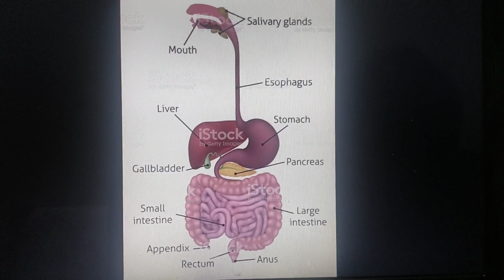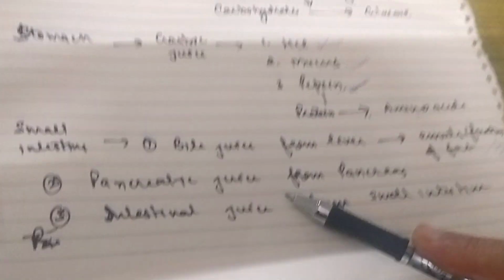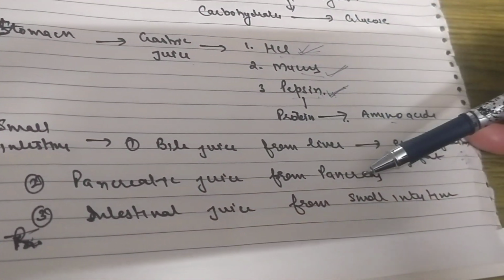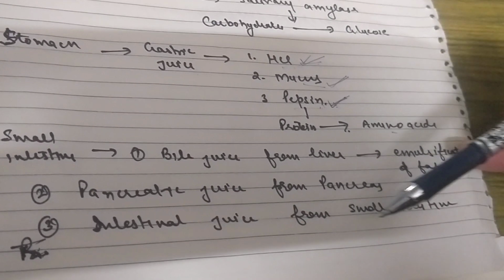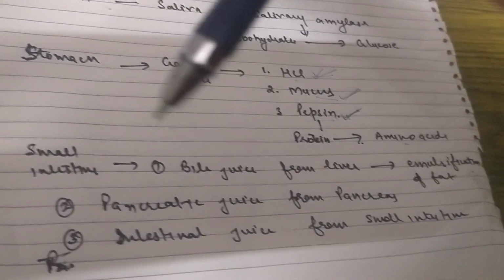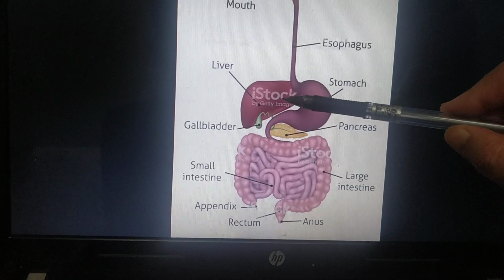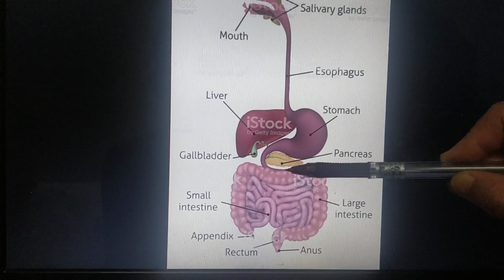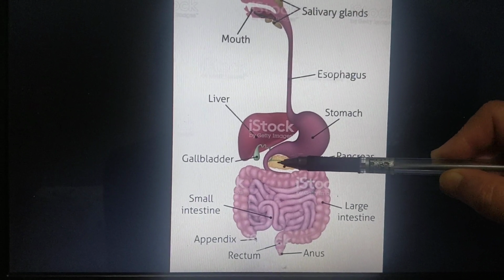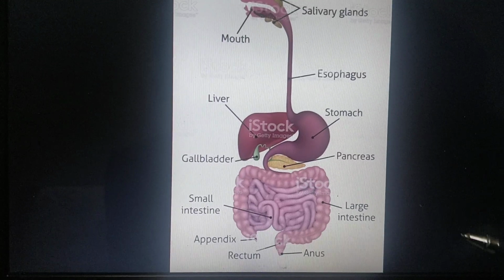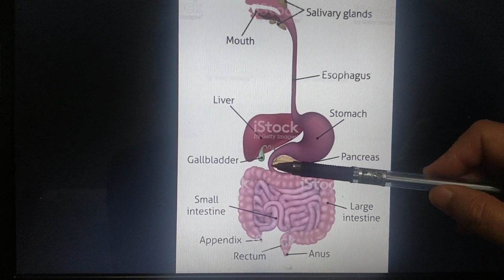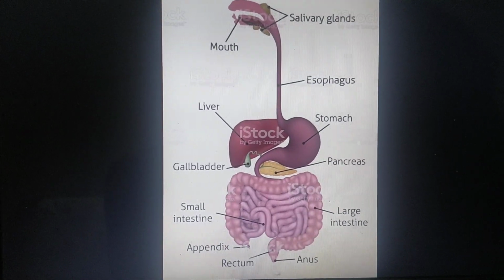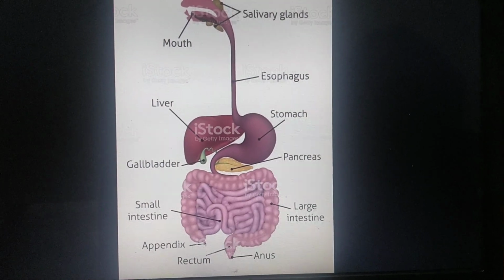Here in the small intestine, three juices are mixed: bile juice from the liver, pancreatic juice from the pancreas, and intestinal juice from the small intestine. So here three juices are mixed. The liver secretes bile juice. Here comes the bile juice. The pancreas secretes pancreatic juice, and it enters into the small intestine. And the small intestine itself also secretes juice, intestinal juice. So three juices are mixed, which perform different functions.